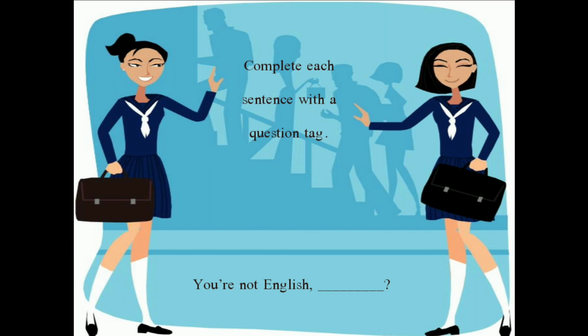You're not English. Here, the auxiliary verb are, not, is in negative, so we'll put the question tag in positive. So we will say are, plus personal pronoun you. Are you? And as I said before, the personal pronoun, we use it in the same person as the subject of the main sentence.